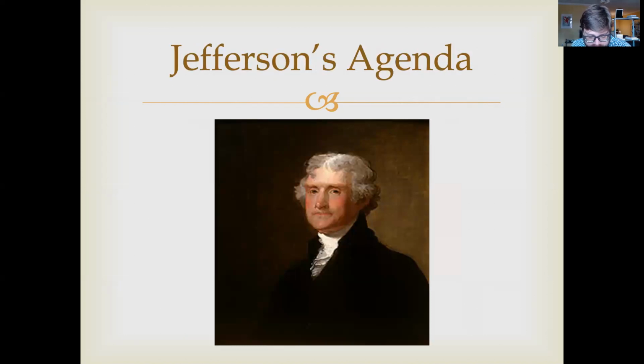And when Jefferson gets into power, he seeks to radically transform what government looks like. All governments in Europe and North America were quite small by modern standards at this time. There was very low taxes. Governments didn't do a whole lot. But Jefferson wants to take this to an extreme.